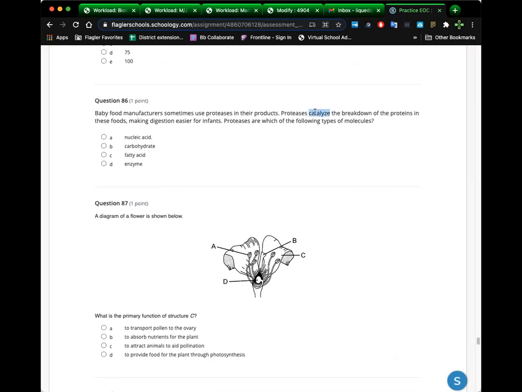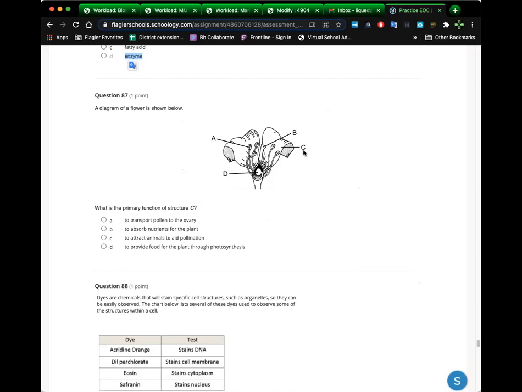Keyword, catalyst. Okay, catalyst or enzyme. It breaks down proteins into these foods to make it easier. Which of the following, protease, is an enzyme? An enzyme is a protein. Oh, I've been saying the answer all along. It's right there, enzyme.